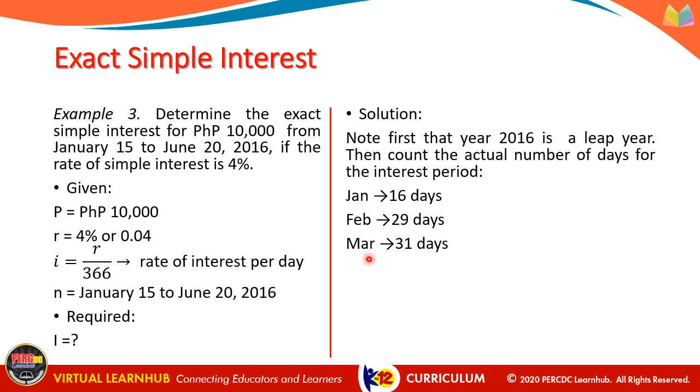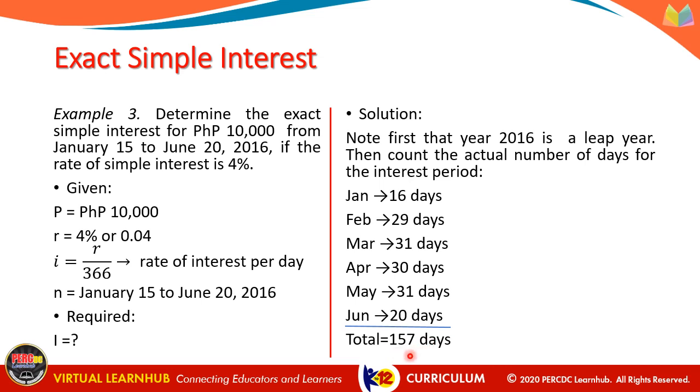For the whole month of March, that is 31 days. For the whole month of April, that is 30 days. For the whole month of May, we have 31 days. And for June, 20 days, because we have here until June 20 only. So for June, we note 20 days. Then add to get the total number of days, 157 days.